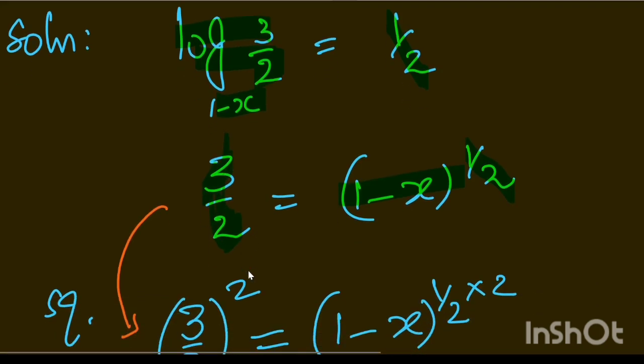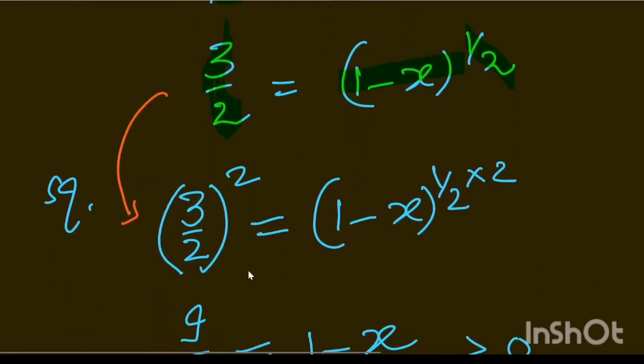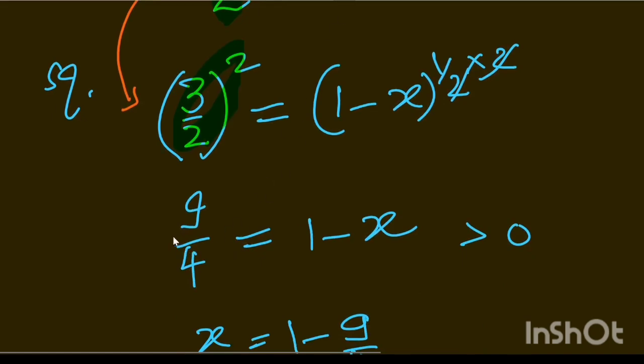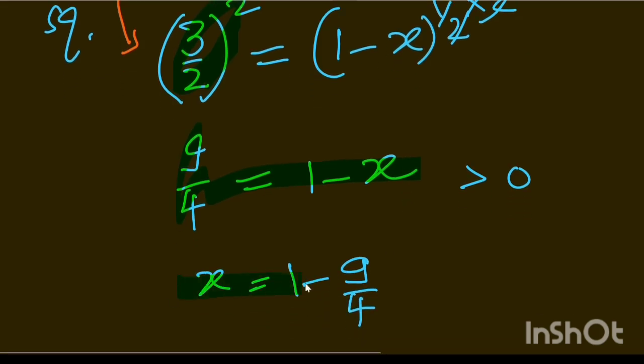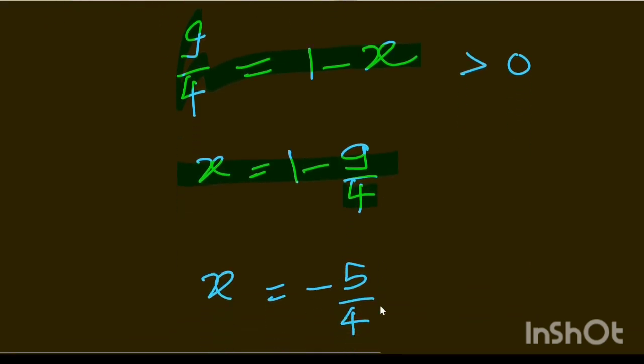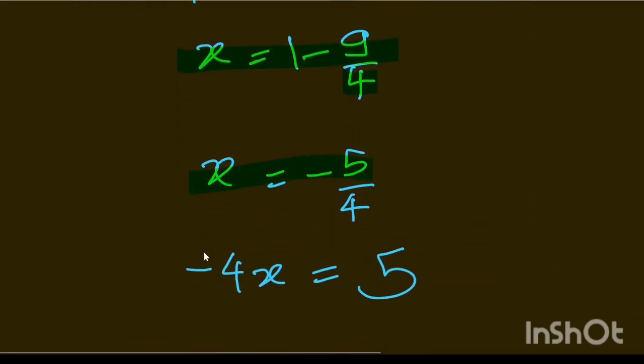Now in order to find x, minus 4x, we will square it. When you square it, 3 by 2 whole square, and this 2 and 2 cancel out, so we will get 1 minus x as 9 by 4. And 1 minus x has to be positive because it is in the base, so it will satisfy the domain constraint. So 1 minus x is 9 by 4, it has to be positive, so no problem. So whatever x we get after solving, which is 1 minus 9 by 4, which is minus 5 by 4, minus 4x would be the answer.